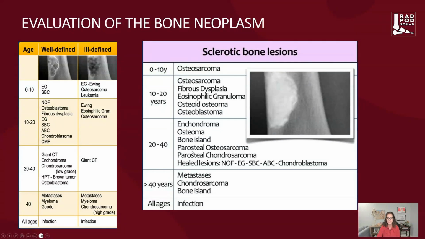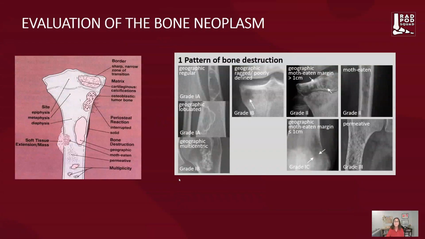Parosteal osteosarcoma, so all these surface lesions in this particular age group, and healed lucent lesions that have now filled in with sclerotic bone: non-ossifying fibromas, eosinophilic granuloma, simple bone cysts, aneurysmal bone cysts, chondroblastomas. And of course, over 40, sclerotic lesions. We'll worry about sclerotic metastasis, including breast and prostate, chondrosarcomas, of course, bone islands in every category, and infection may be sclerotic.